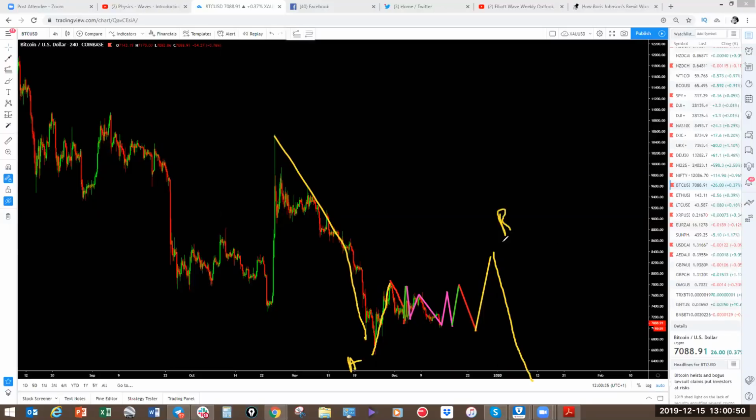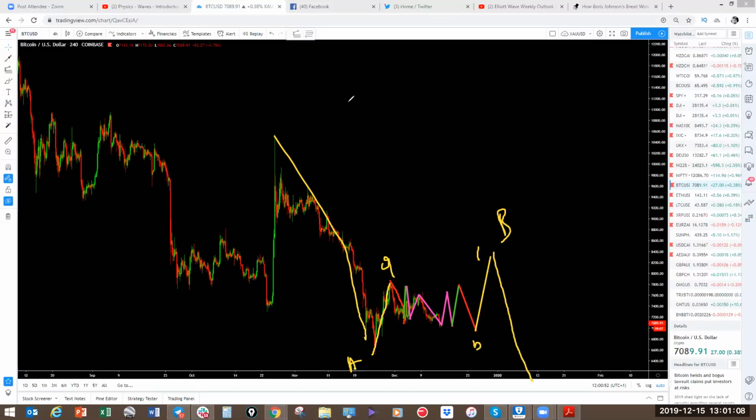Your B can be a very complex one, which is this whole move. So this B here looks like a diagonal, so we call this one an A, B in the lower degree. Let me use the smaller characters just to show it's a lower degree than that. So this is going to be an A, B. I should be using a different color.